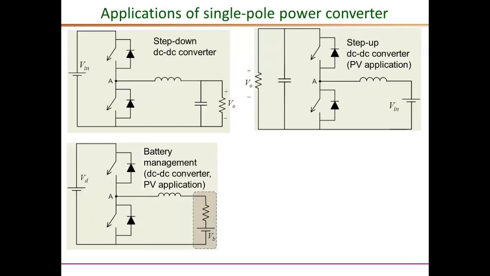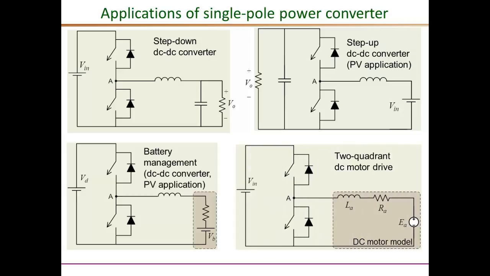Or this could be used as a bidirectional converter that interfaces, for example, two batteries, or it can also be used in solar inverters that have battery energy storage, and this converter can be the interface between the DC link of the PV inverter and the battery.